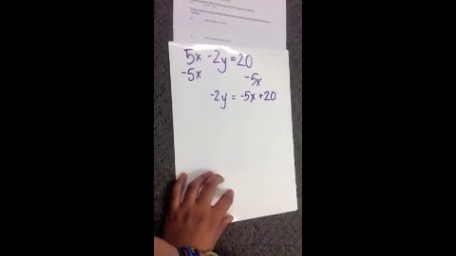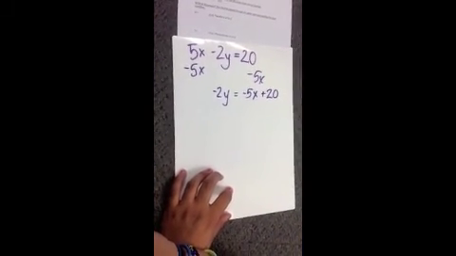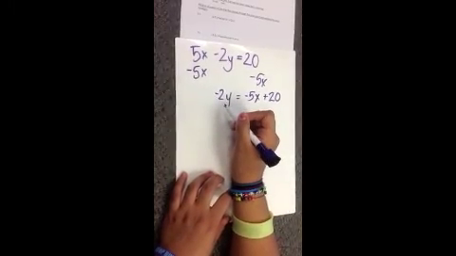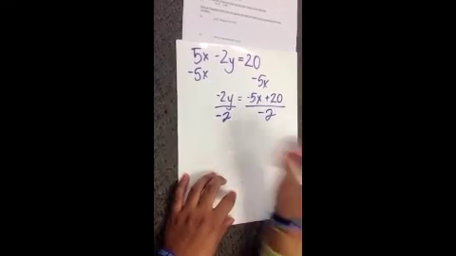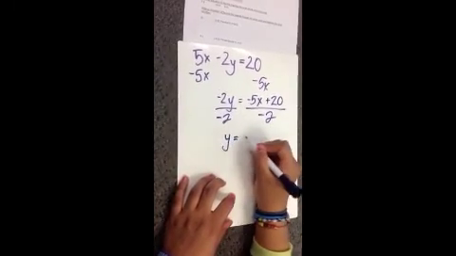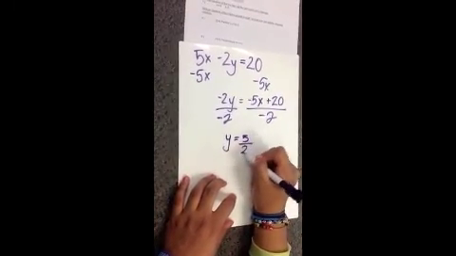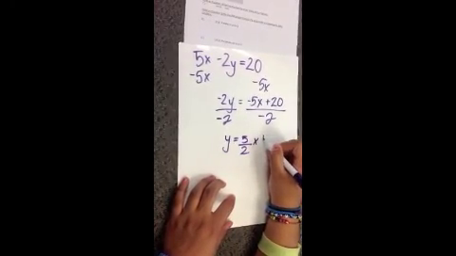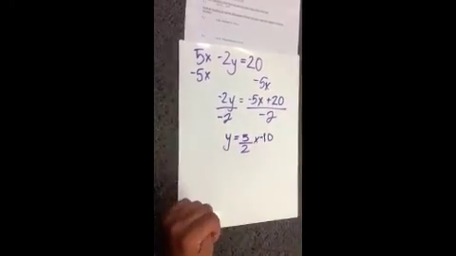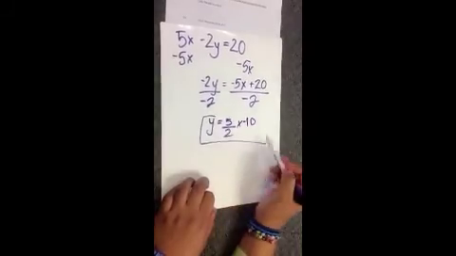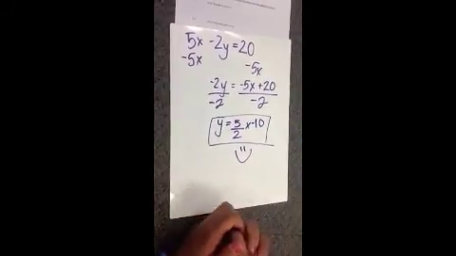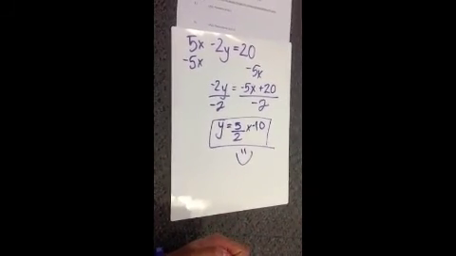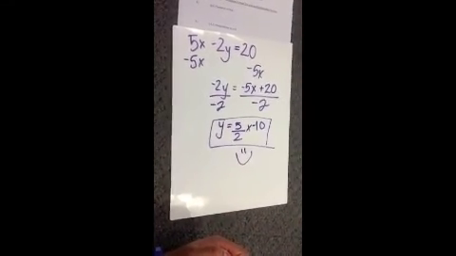We also want the y completely by itself, so we're going to divide both sides by negative 2. And the new equation is y equals 5 over 2 x minus 10. And this is in slope-intercept form, 5 over 2 being the slope and negative 10 being the y-intercept.